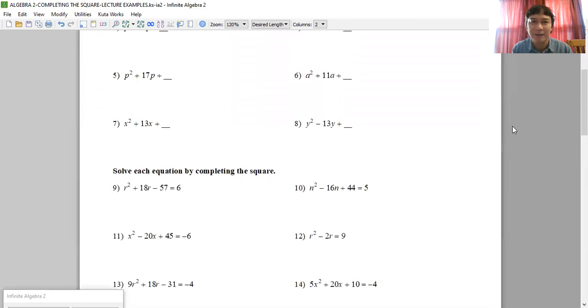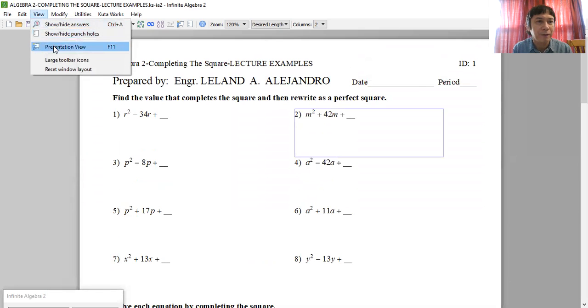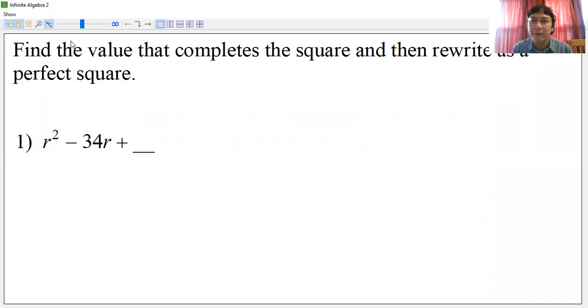Let us begin with the first number using the presentation view. We shall begin from here. Find the value that completes the square and then rewrite as a perfect square. So this is the instruction. You can see here the quadratic expression, and we're going to identify the required number to complete the square.